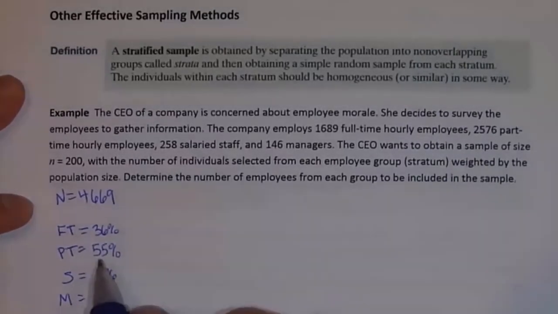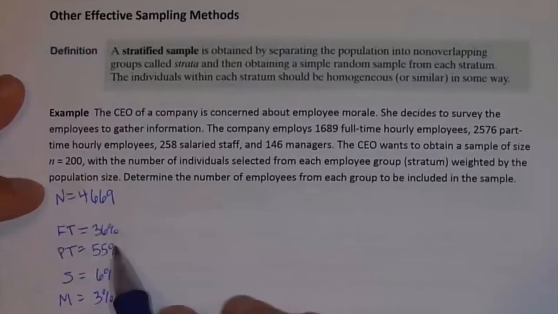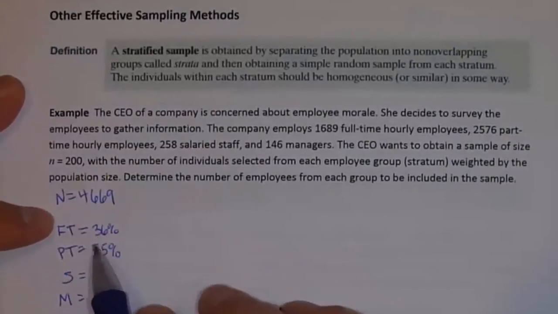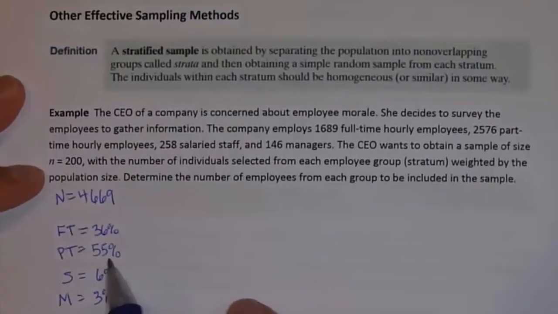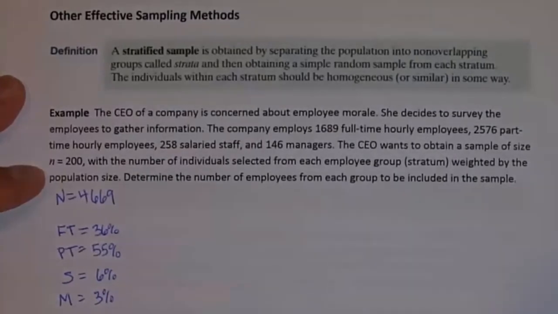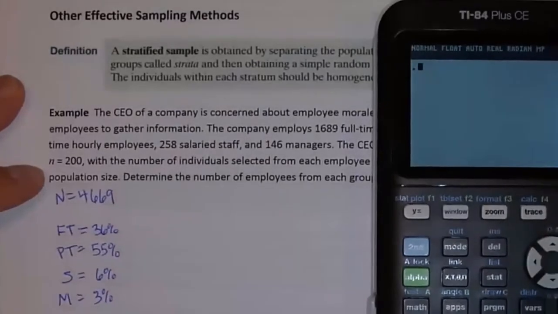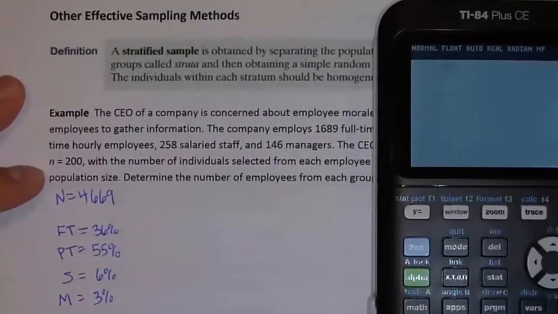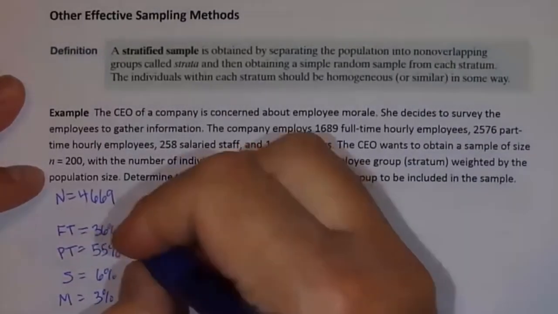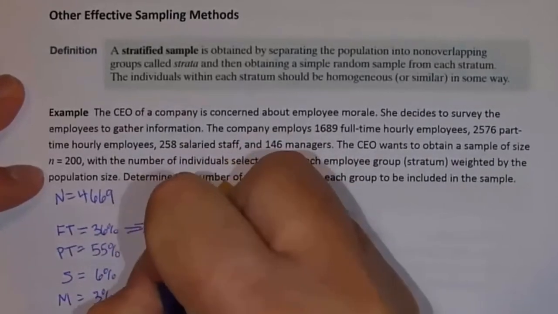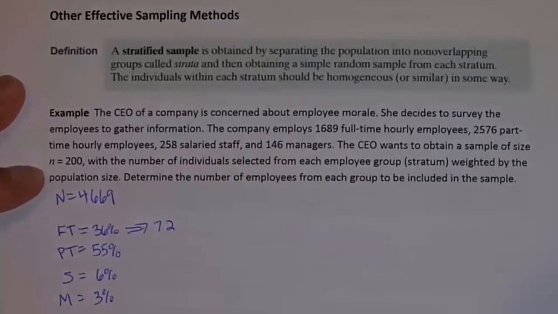So I need 36% of my sample to be full-time hourly employees. I need 55% of my sample to be part-time hourly employees. I need 6% to be salaried employees, and I need 3% to be managers. So if I just take 0.36 times 200, that is 72. So I would need 72 full-time hourly employees included in my sample.